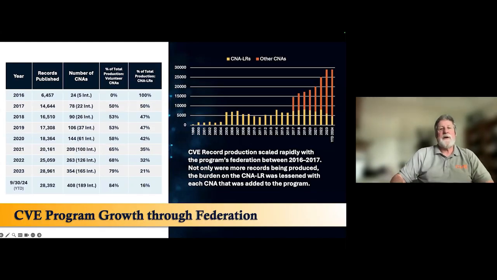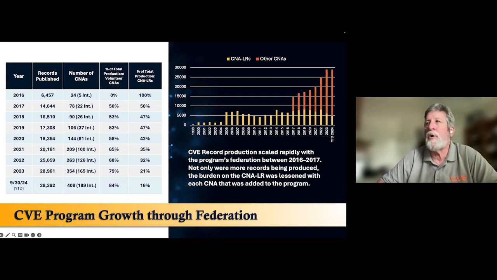So with our outreach towards the CNAs and really trying to grow the program, I like this slide because it really shows that the Federation made a difference. And it made a pretty drastic difference rather quickly. So we've actually seen the percentage of vulnerabilities issued by the CNALR, by the legacy kind of assignment mechanisms, drop quite a bit from 100% to 16%. And we're seeing the CNAs, who are the rightful organizations to be assigning these vulnerabilities, step up and do so. So for that purpose, thank you.